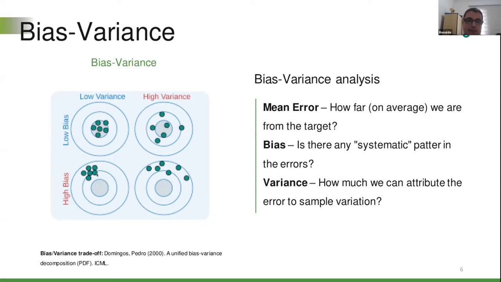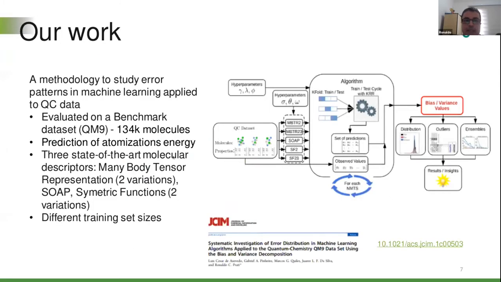right? So in the work we have developed, we try to identify some particular molecules that are deviating from the target in a systematic way. This is the work that I'm going to show you. We have developed a very systematic pipeline, so we can experiment with machine learning algorithms and different representations and try to identify if there are systematic errors in your process. This pipeline has been recently published in the Journal of Chemical Information and Modeling. And here is the reference.